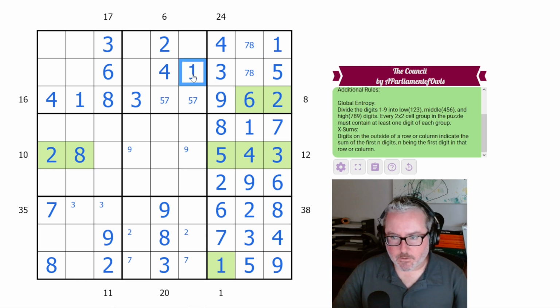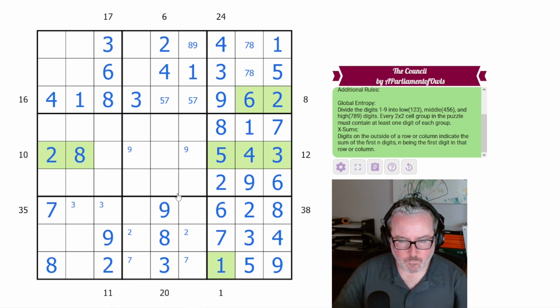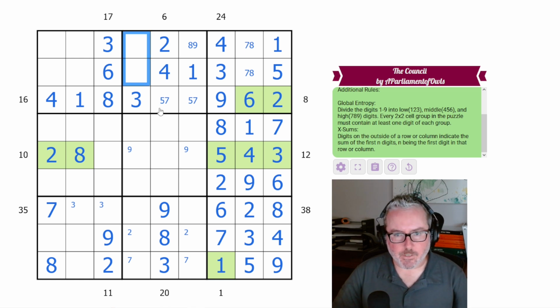What else we got? We've got 2 lows and a mid. This has to be high, so it's either 8 or 9. What else? It may be useful just to fill in some of these options and then look at what can and can't go in terms of entropy as well.